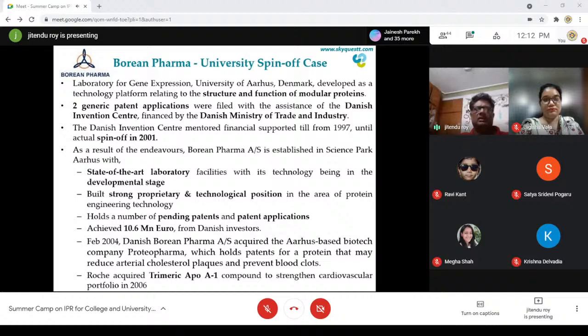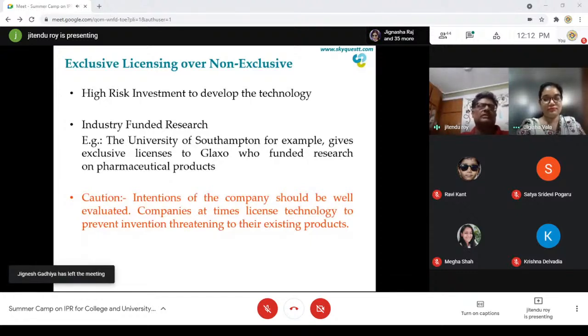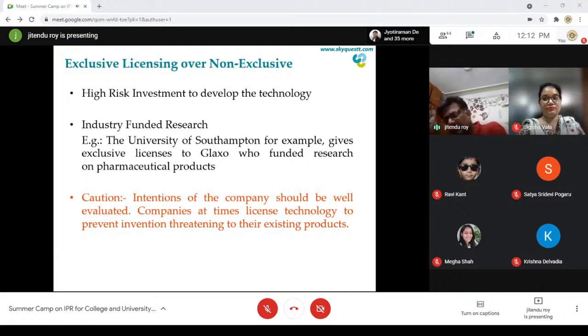I think I have just shared some of this. Okay, I will quickly run through. There is exclusive licensing. Licensing is of two types. Exclusive, where one company or organization gives the rights to one company only. And non-exclusive, where the innovator can give the license to multiple companies.